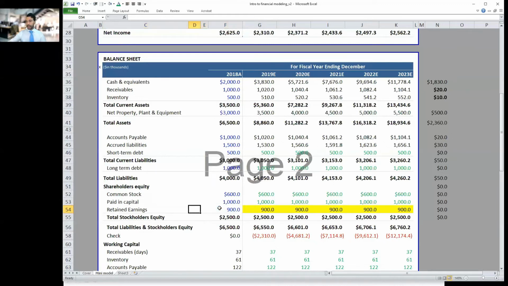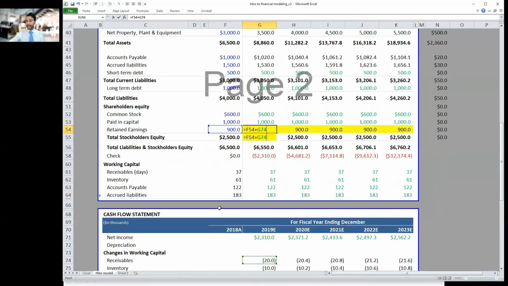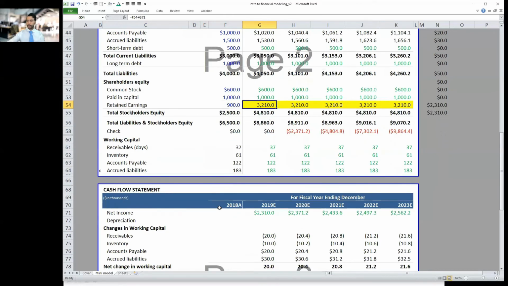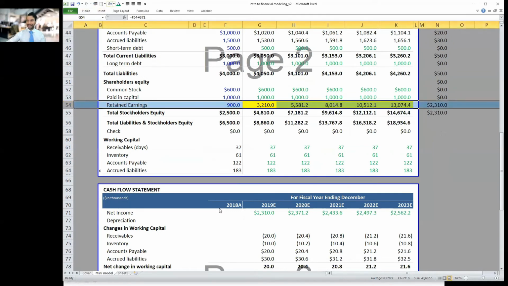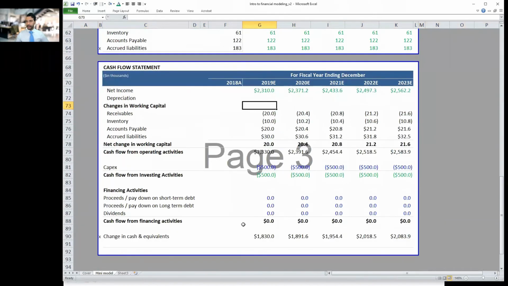So let's go ahead and link or adjust my retained earnings. It's the previous year plus net income from the cash flow statement. Oh, we balance. Drag across to the right. Again, it's like magic. It's a beautiful thing. There we go. And lastly, what else do we have here on our cash flow statement?